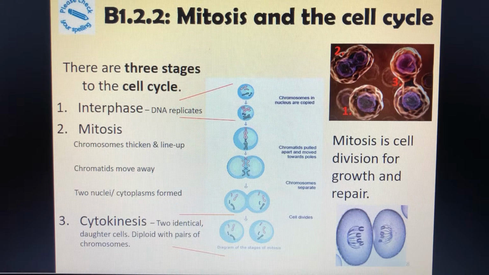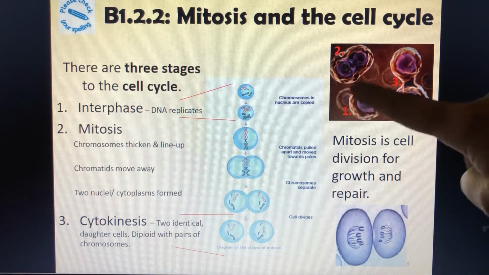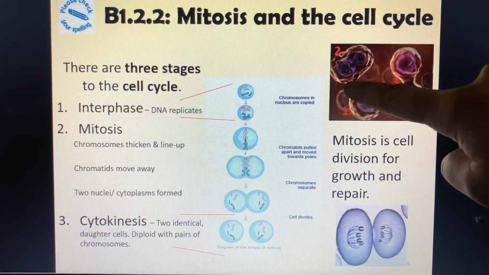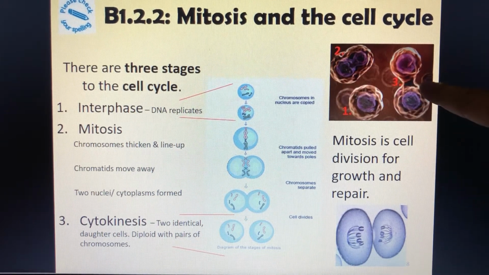cytokinesis. We say, because they've got pairs of chromosomes, that they are diploid cells, think double, they're identical, and we call them daughter cells. Okay, so we've got interphase, we've got mitosis, and we've got cytokinesis. And the whole point of this is for growth and repair. This is the production of every cell in the body apart from the reproductive cells, those gametes, the egg and the sperm. Everything else is made in this way.